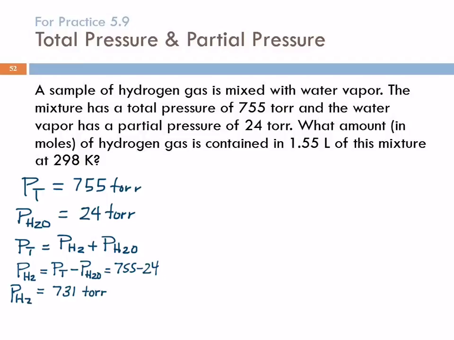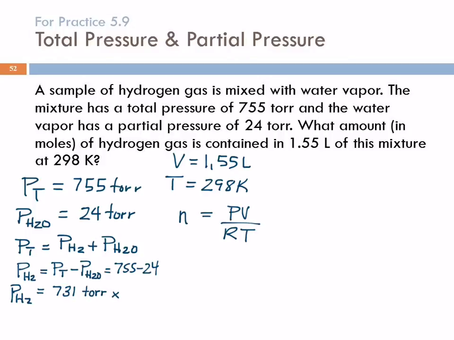And then what else are they giving us here? 1.55 liters. That's a volume, right? And 298 Kelvin is a temperature. So I have volume, I have temperature, I have pressure, and they're asking for moles, n. So I'm going to use the ideal gas law again. n equals PV over RT. All the examples end up using that same equation. Which is nice. It is nice, right?